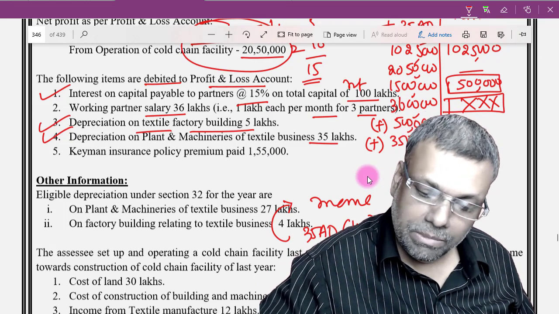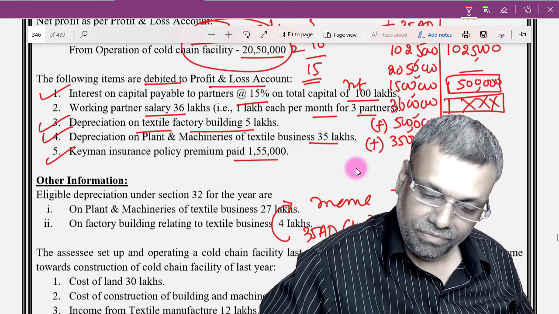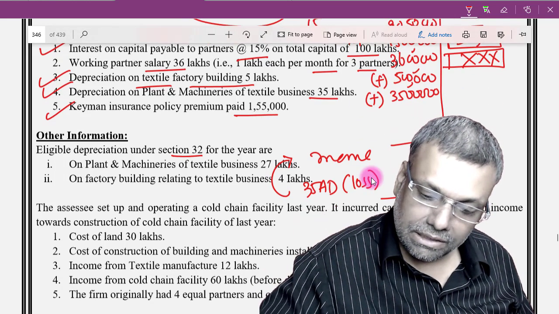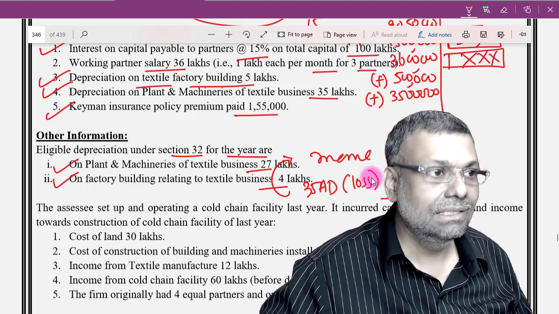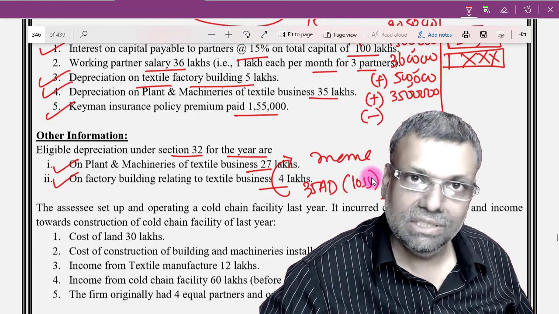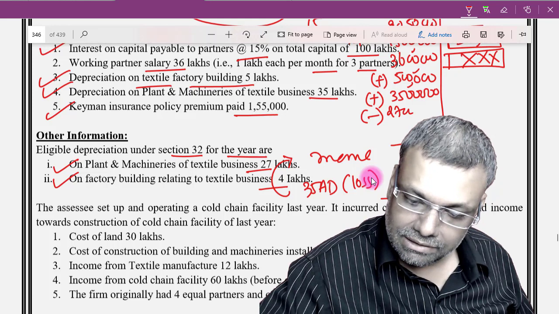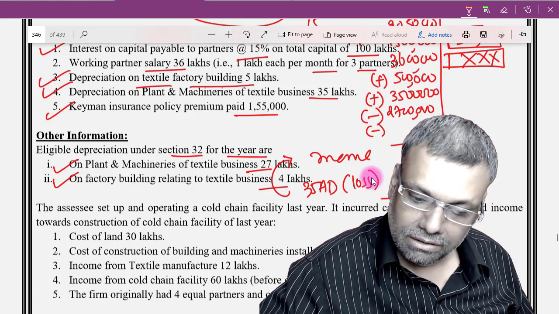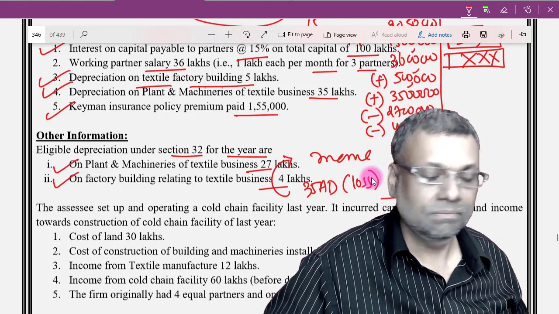Now, the Keyman insurance policy premium is anyway allowable, so there is no adjustment required. Then depreciation as per section 32 for the year is this. So tax depreciation less, 27 lakhs and 4 lakhs. So less, book depreciation and tax depreciation less. Minus 27 lakhs, minus 4 lakhs.